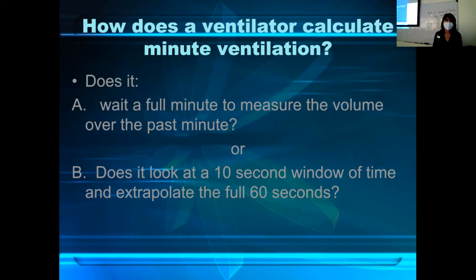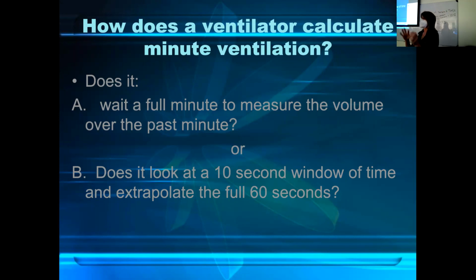How does a ventilator calculate minute ventilation? Do you think it waits a full minute to measure the volume over the past minute? Or do you think it looks at a 10-second window of time and extrapolates what the minute volume would be over the full minute? Yeah, choice B. A ventilator can't wait a whole minute to say, hey, your patient is disconnected from the ventilator, there's no minute volume. That wouldn't be safe.